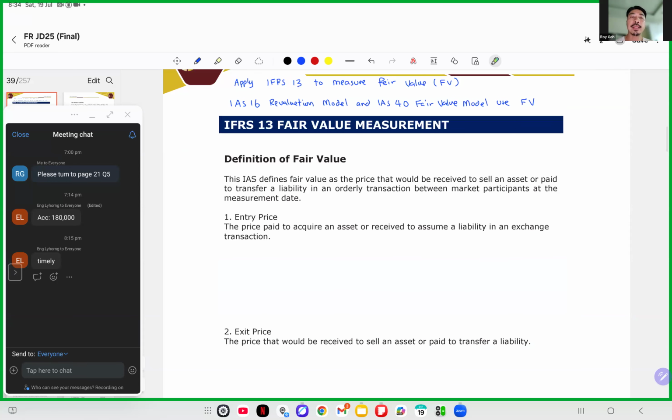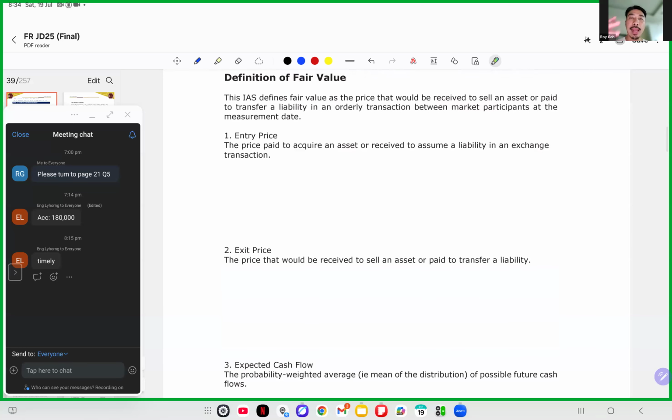Good. So this is the definition of a fair value. When I enter is when I buy. When I enter is when I buy an asset or when I sell an asset. What's the keyword? When I acquire, when I assume. Meaning, I buy an asset. I enter into an asset. When you pay, you will always pay at the fair value.